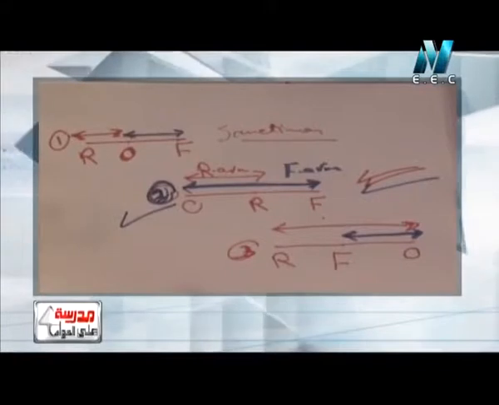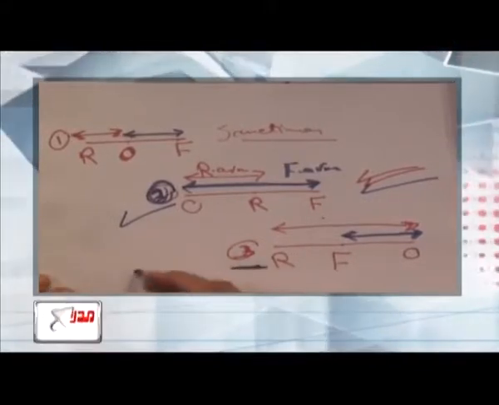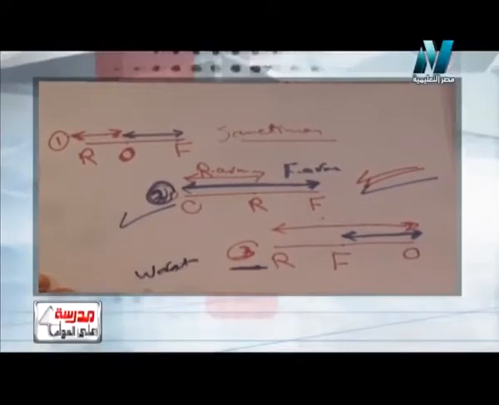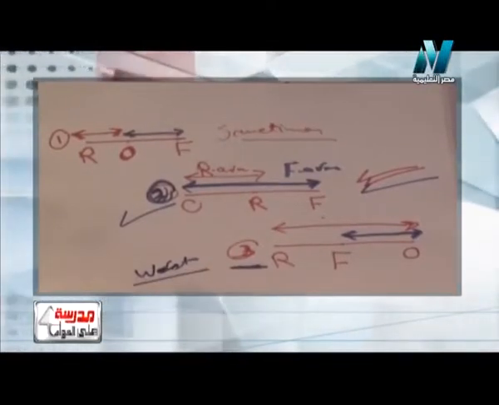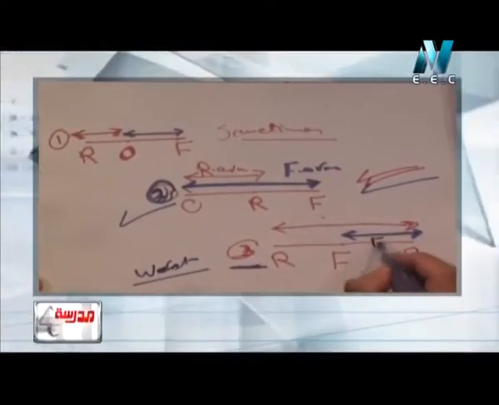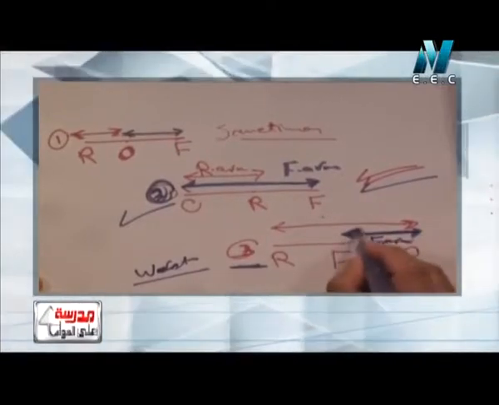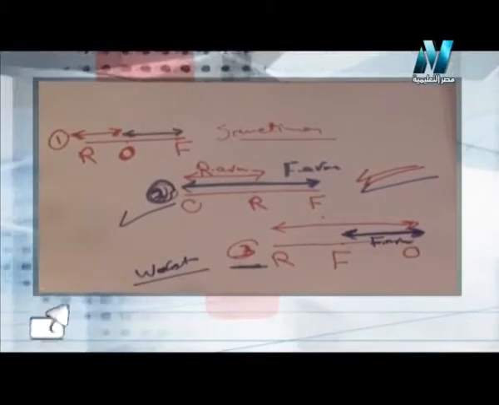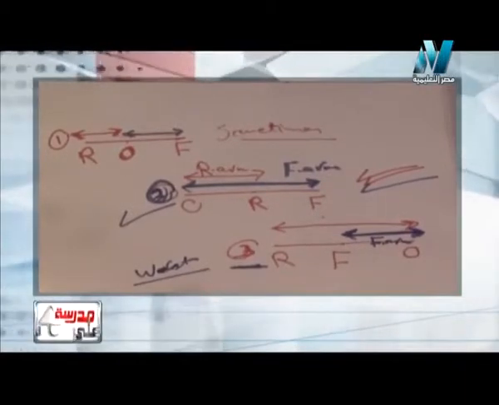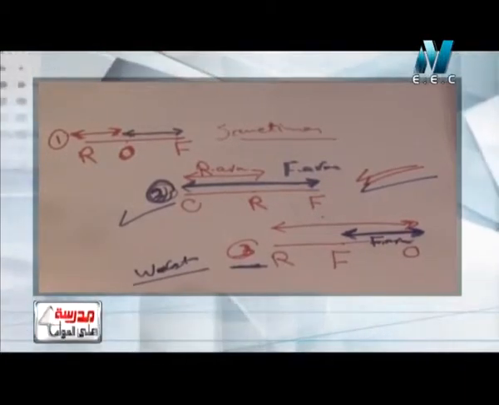But what about third class lever? It is the worst type in saving effort. هو أسوأ نوع في توفير المجهود أو saving effort. Why? Because effort force arm is shorter than or smaller than the resistance arm. So it doesn't save effort at all.